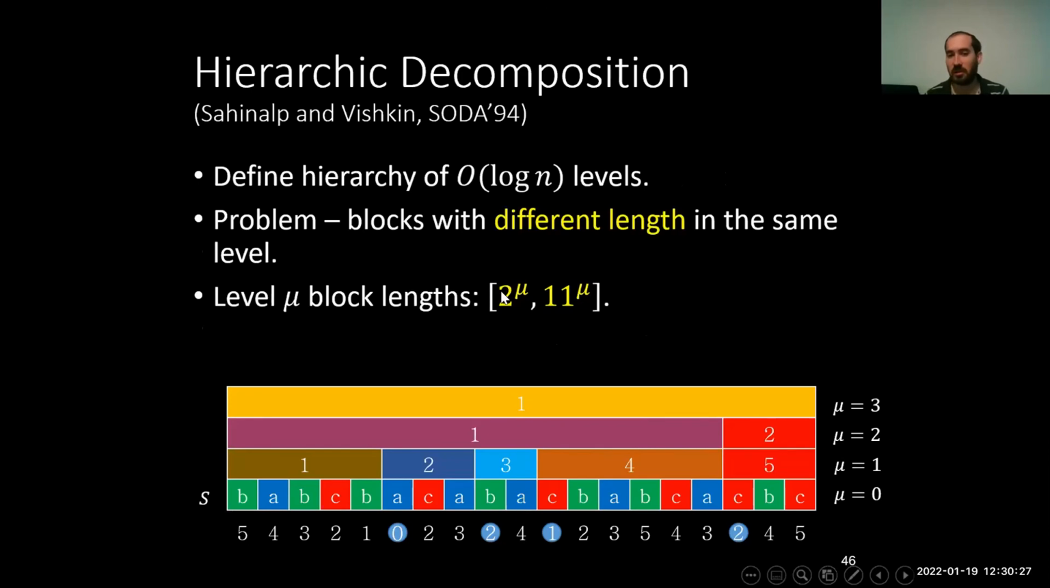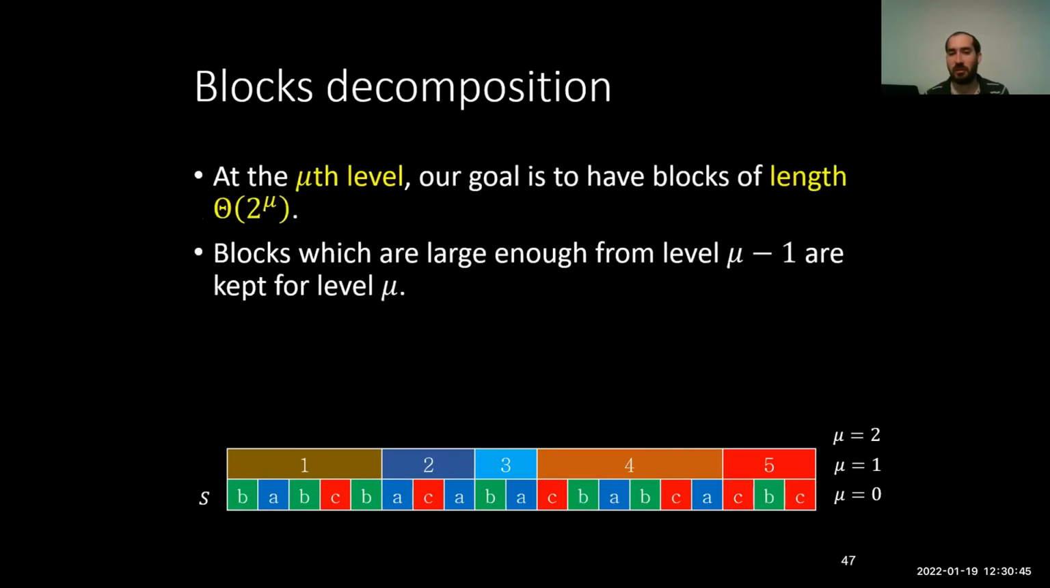It could be the case that at some level we have a block of size 2 to the mu, and another block of length 11 to the mu, which is for large mu. It is a really different length, and it is not what we want, because we want almost all our blocks to be of size order of tau. And therefore it is not good enough.